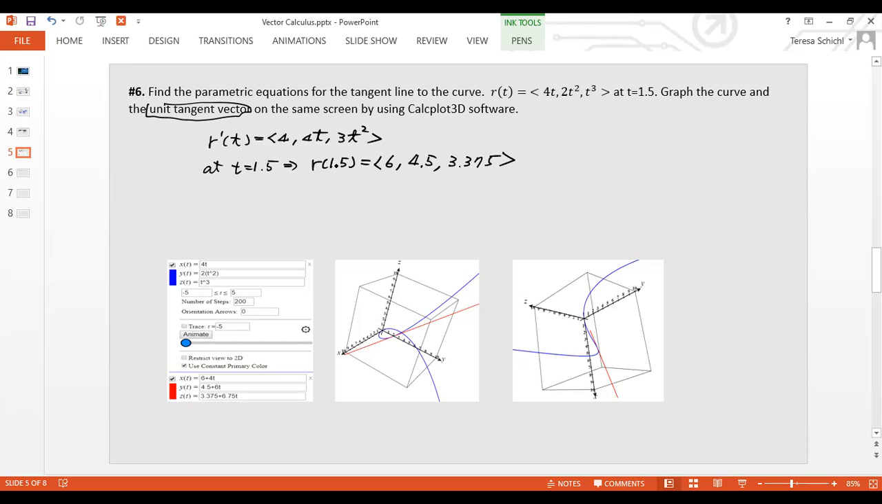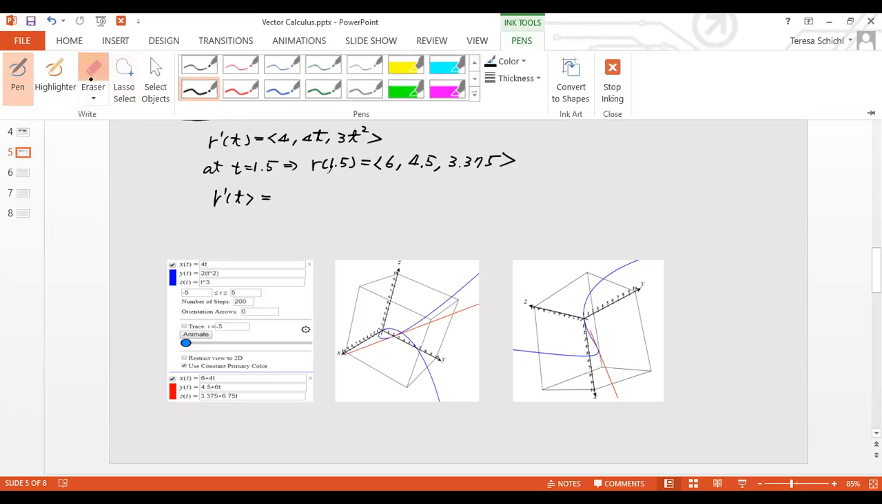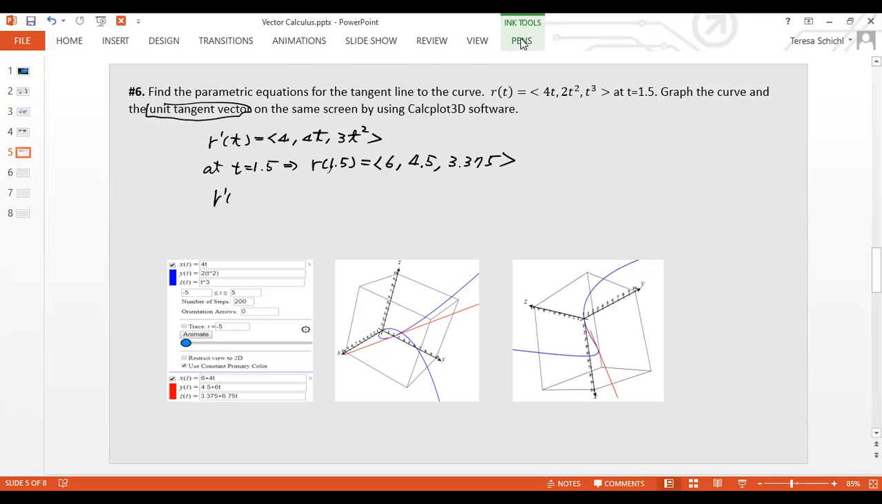Okay, so that's what you did for the r here. Now let's also do what is r prime of t here. So r prime of t, we already did. So r prime of 1.5, right? It will be 4, and then what is here? 6, right? And then what is here? 6.75 here.